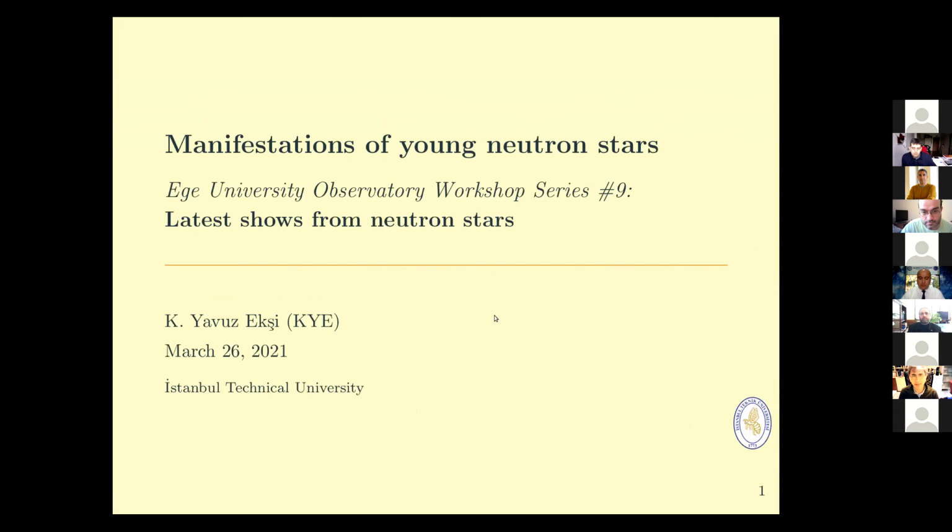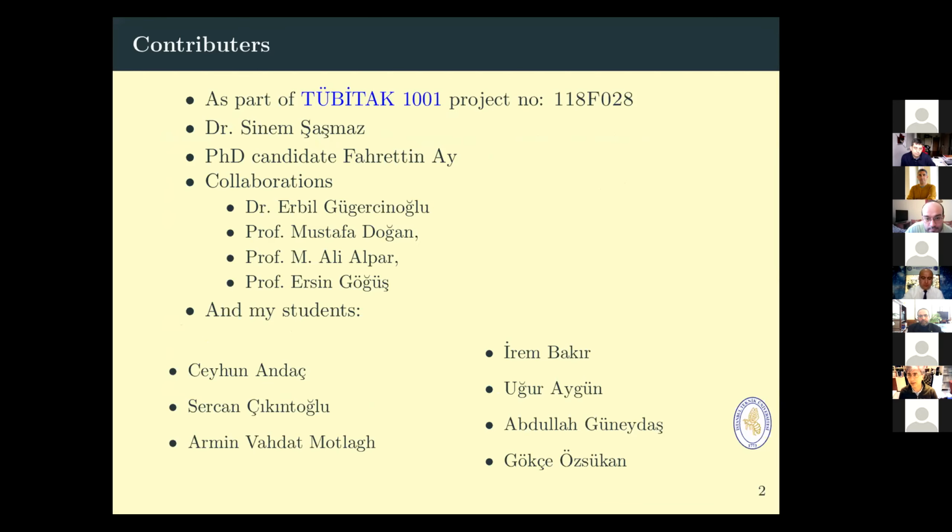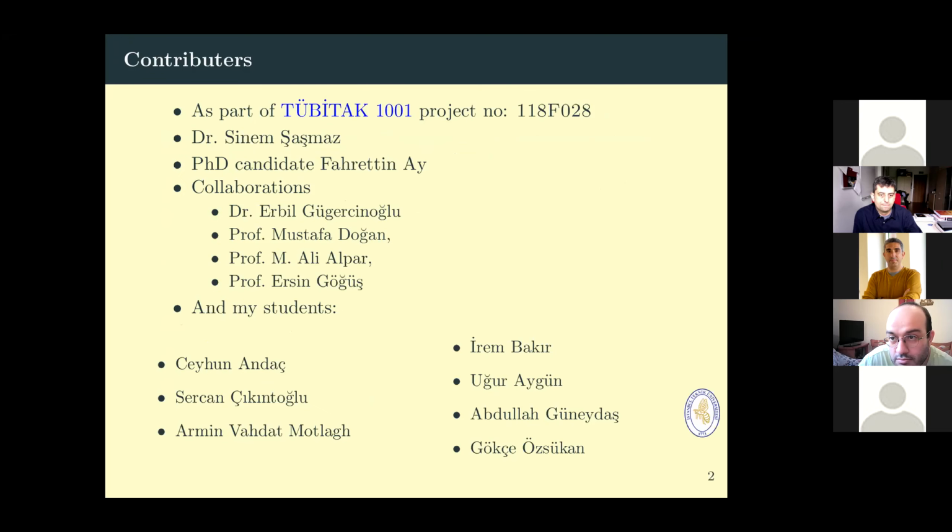So I will be talking about manifestations of young neutron stars. I'm not doing this in isolation. This is a part of a TÜBİTAK project, and we are collaborating with many colleagues here. In the project, we work with Dr. Sinem Şaşmaz and my PhD candidate, Fahrettin Ay. But I will be mostly talking about what we have done with my colleagues before.